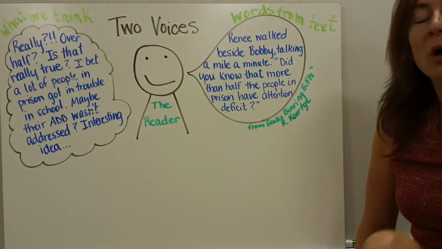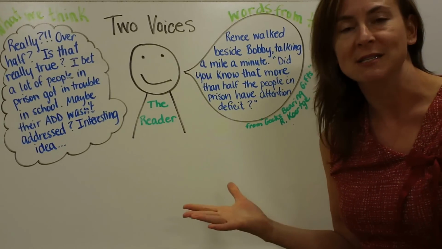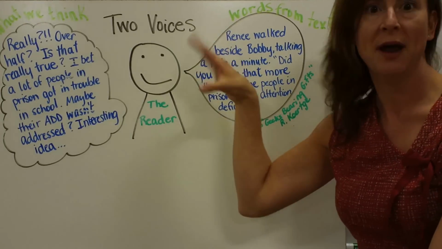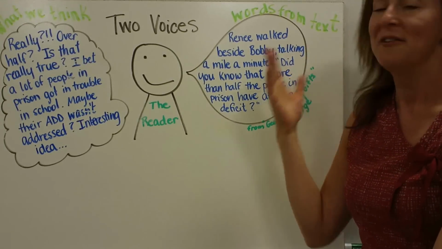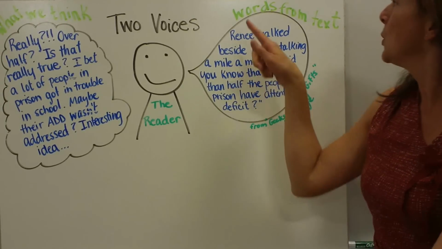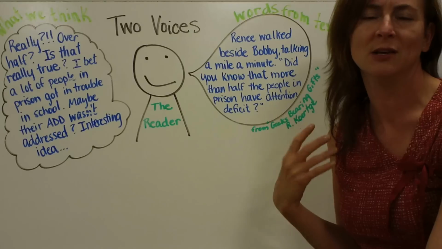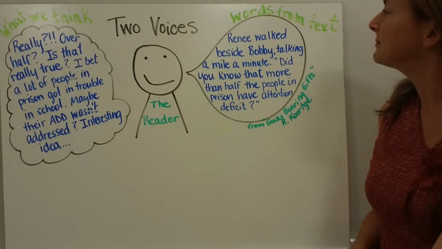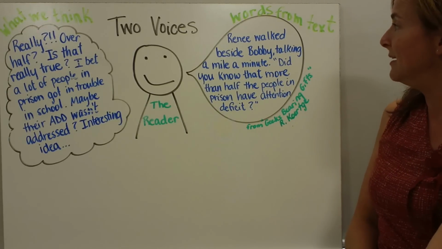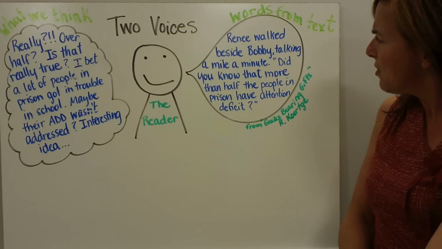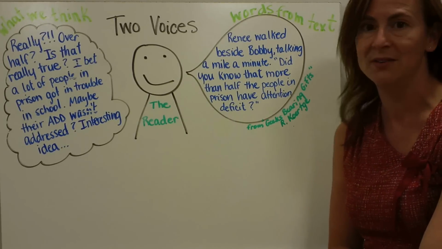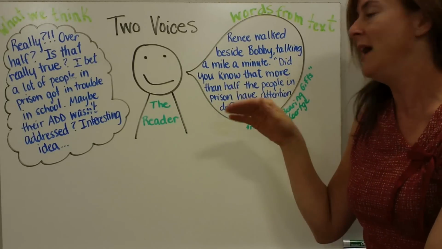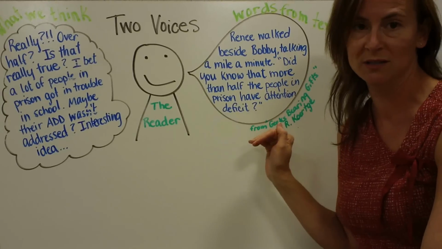First, a good reader has 2 voices going on inside their mind as they read, okay? So it's okay to have voices going on in there. First, the reader reads the words from the text. That's the first voice that you sort of hear in your mind as you're reading. Here's an excerpt from a short story. It says, "Renee walked beside Bobby, talking a mile a minute. Did you know that more than half the people in prison have attention deficit?" As I read that, the voice inside my head is actually hearing those words.